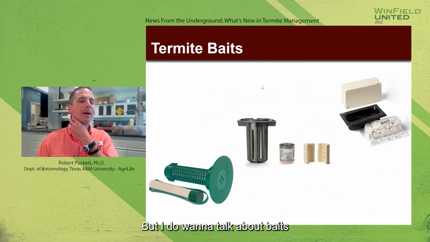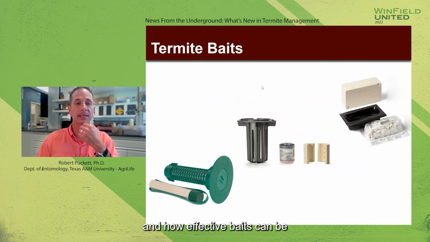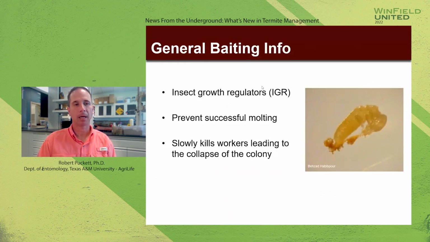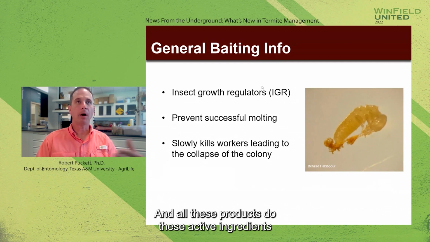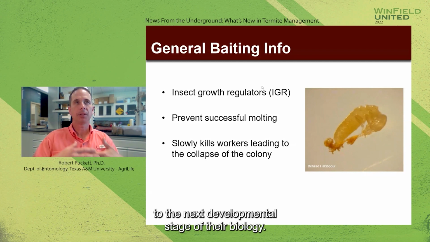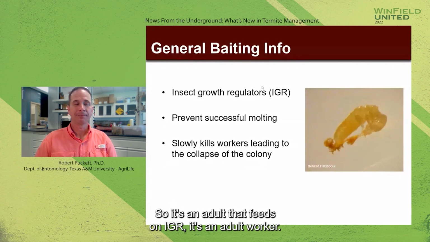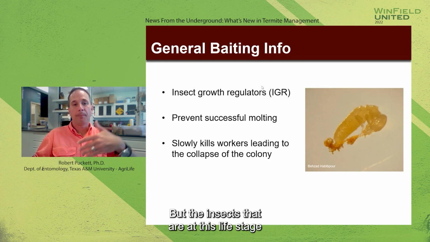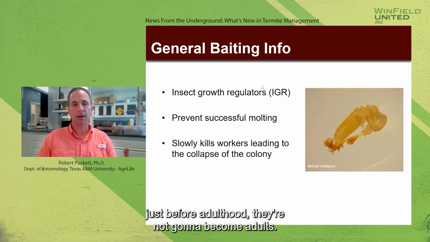But I do want to talk about baits and how effective baits can be for baiting for subterranean termites. So all of our baits use an IGR, an insect growth regulator, as the active ingredient. And all these active ingredients do is prevent these insects from molting through to the next developmental stage of their biology. So if it's an adult that feeds on an IGR, it's an adult worker, it's going to die soon anyway, so forget about those guys. But the insects that are at this life stage just before adulthood, they're not going to become adults.